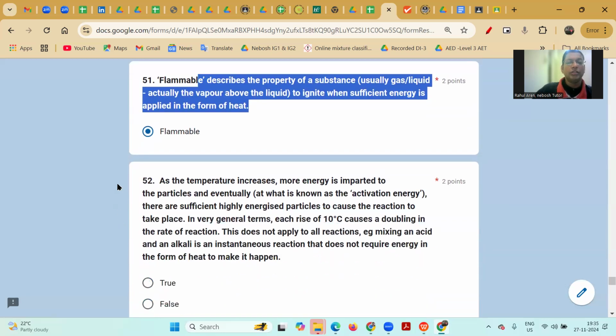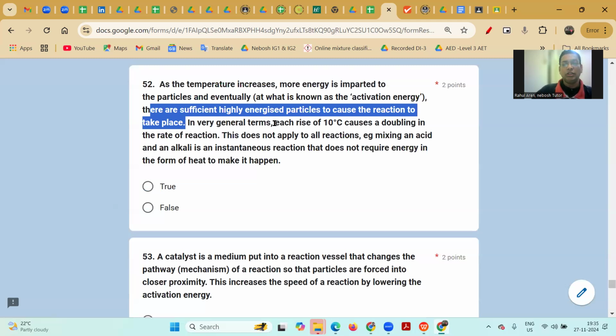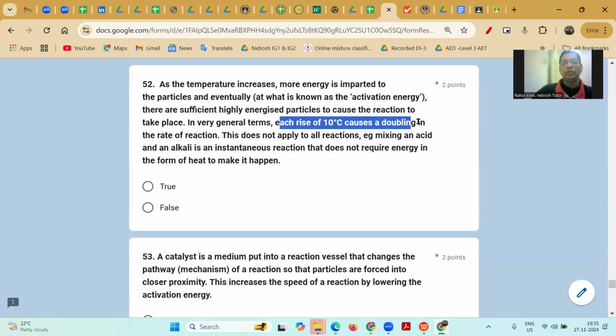Yes, as the temperature increases, more energy is imparted to particles and eventually reaches what is known as the activation energy. So there are sufficient highly energized particles to cause the reaction to take place. In very general terms, each rise of 10 degrees causes a doubling in the rate of reaction. So this is a general rule of thumb they are giving. If you increase by 10 degrees centigrade, the rate of reaction doubles. Suppose it takes 1 hour, you increase the temperature, it will take half an hour.